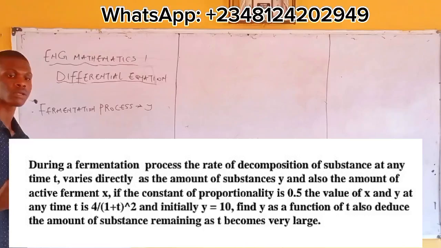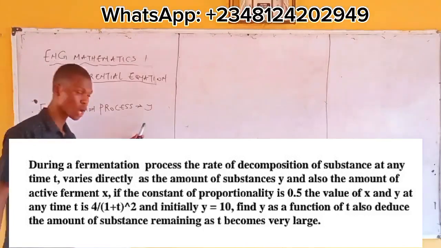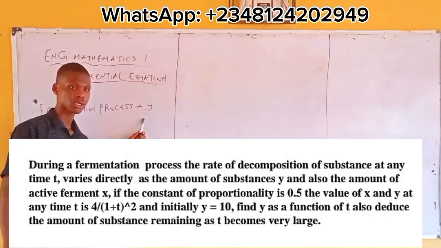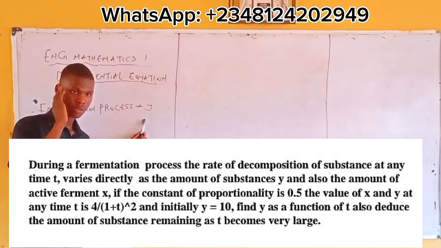The rate of decomposition of the substance at any time t. Start again. During a fermentation process, which is Y, the rate of decomposition of the substance at any time t varies directly as the amount of substance Y, and also the amount of active ferment X.